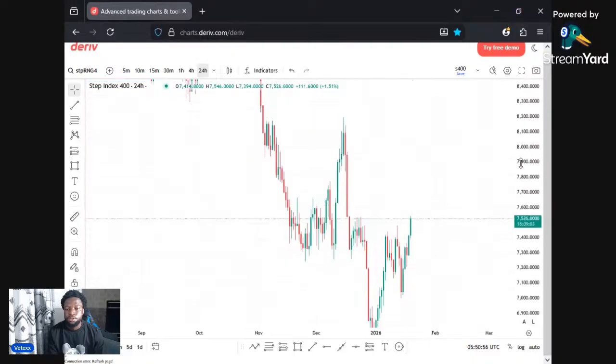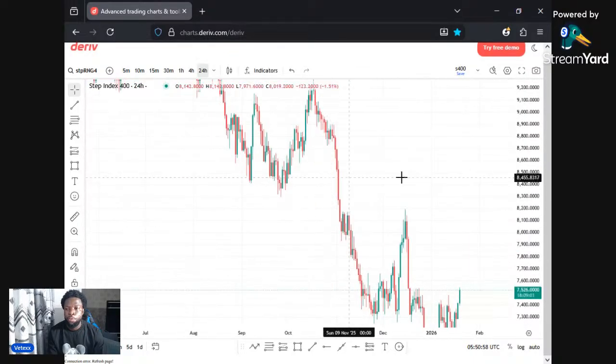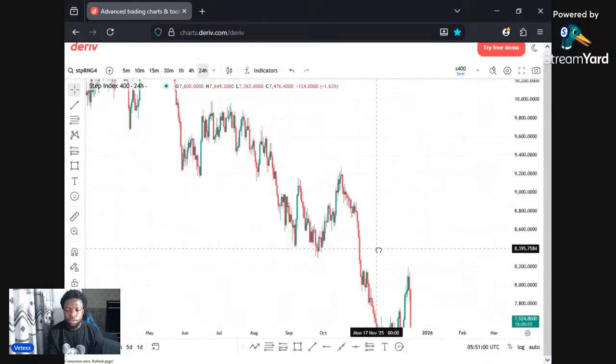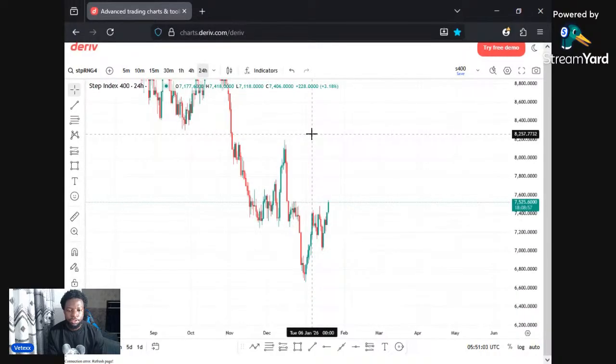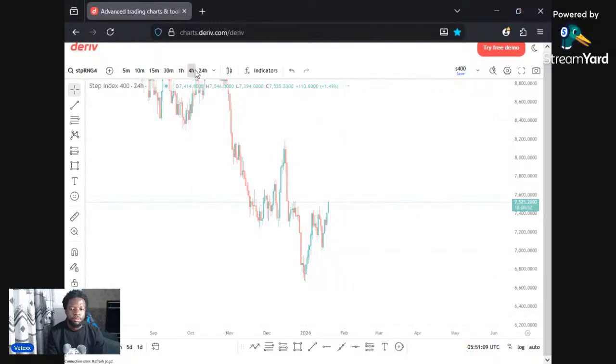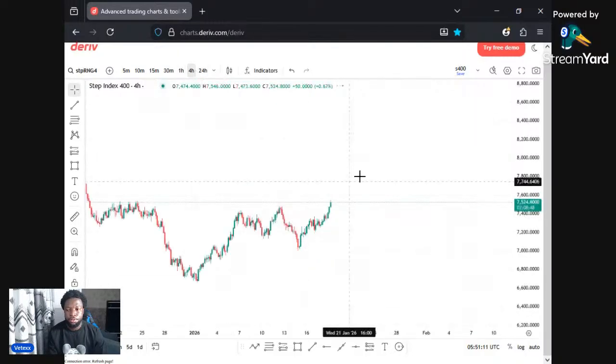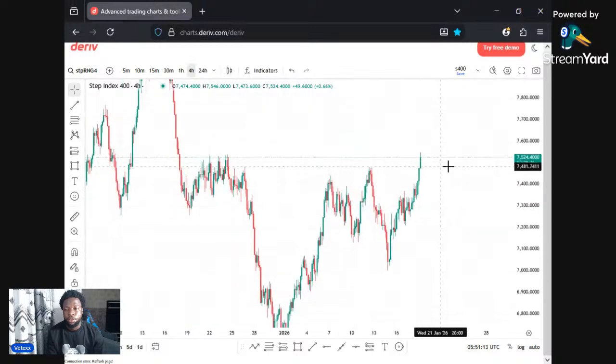Step 400 has been bearish for months now. So let's check the 24-hour time frame. There is nothing happening on the 24-hour time frame. So we'll go to the 4-hour time frame and check if there's something there. On the 4-hour time frame, what do we see?